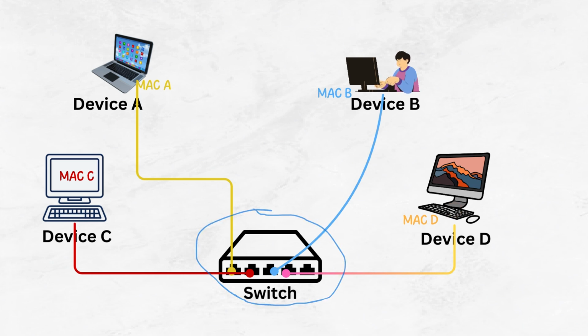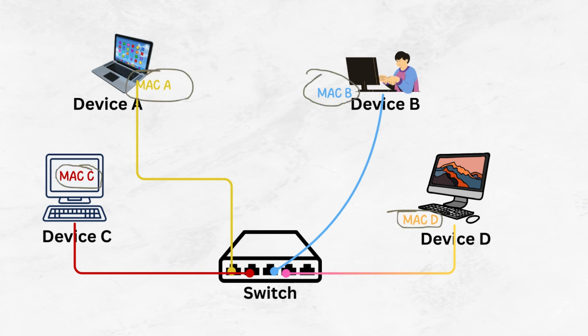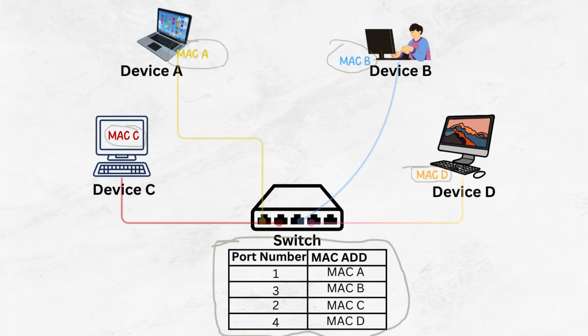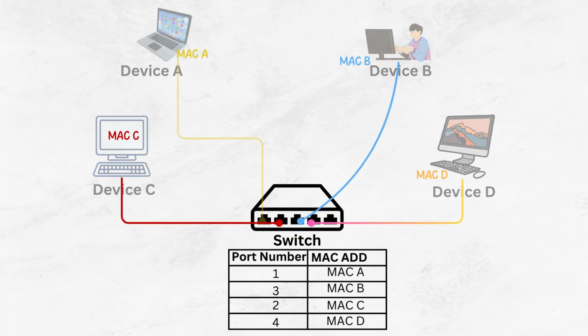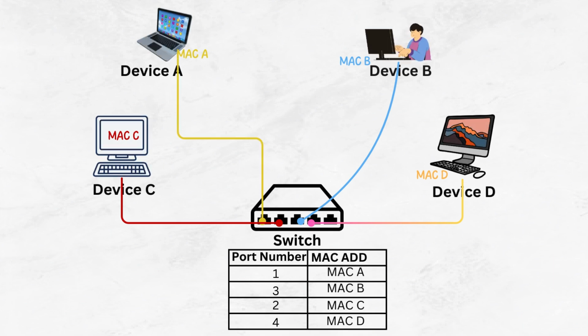A switch operates at layer 2 of the OSI model. Switches are primarily used to connect devices within the same network, such as computers, printers, servers, etc. They forward frames based on the MAC addresses of devices. The switch maintains a MAC address table to map which device's MAC address is connected to which port. In a local network, a switch connects multiple devices to form a local area network, allowing them to communicate directly with each other. It does not route traffic between different networks.